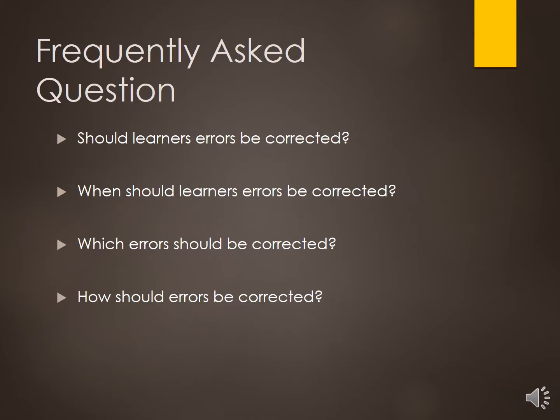Questions that are frequently asked are: should we be providing this feedback for our learners as they are learning the language, or should they be finding this out on their own? We're going to look at that. When should learners' errors be corrected? When they make the error, are you correcting them right then, or do you follow up with it later? Which errors do we correct? And then finally, how should we be correcting them?